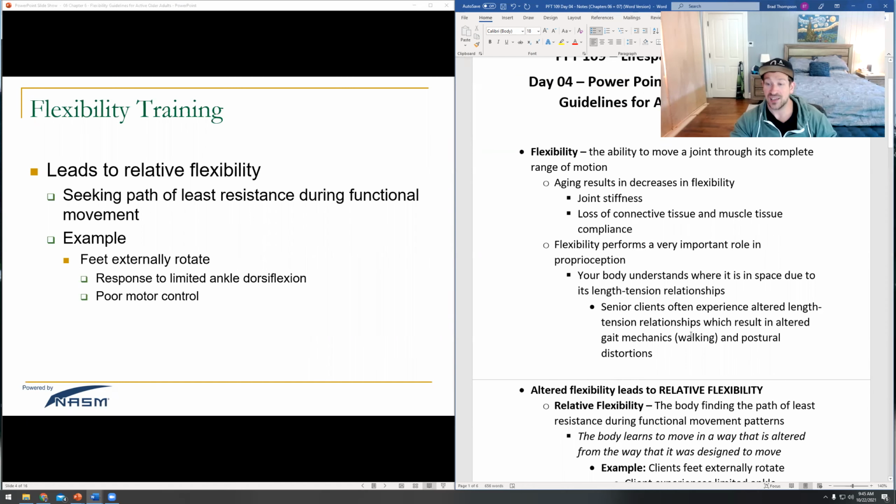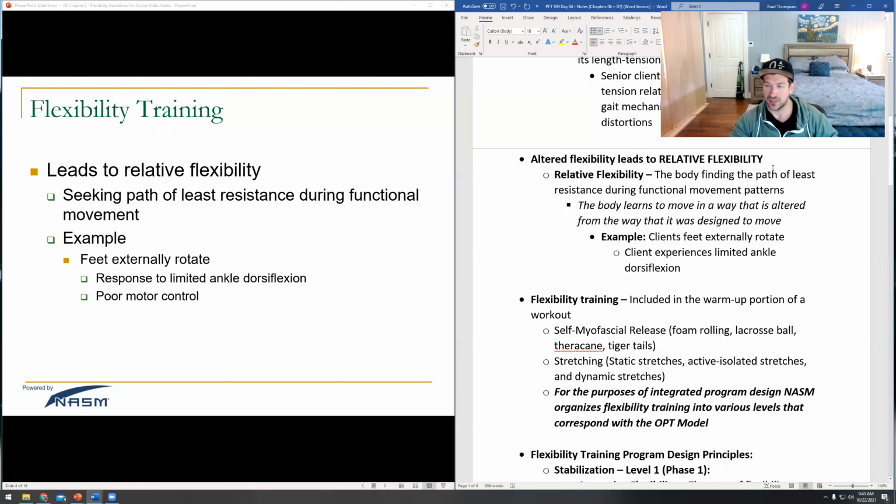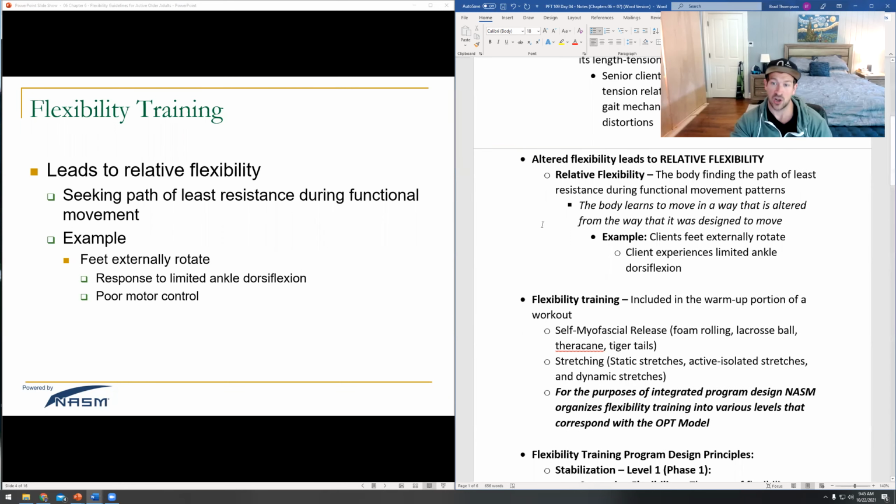So senior clients get this a lot, right? Here's the real problem with altered proprioception and altered length tension relationships. It leads to what we call relative flexibility. So altered flexibility or lack of flexibility leads to relative flexibility.